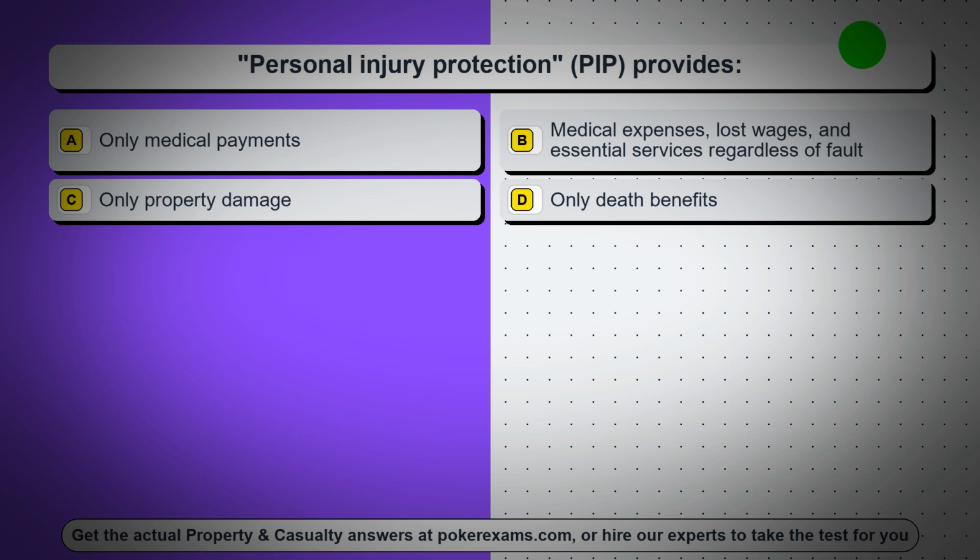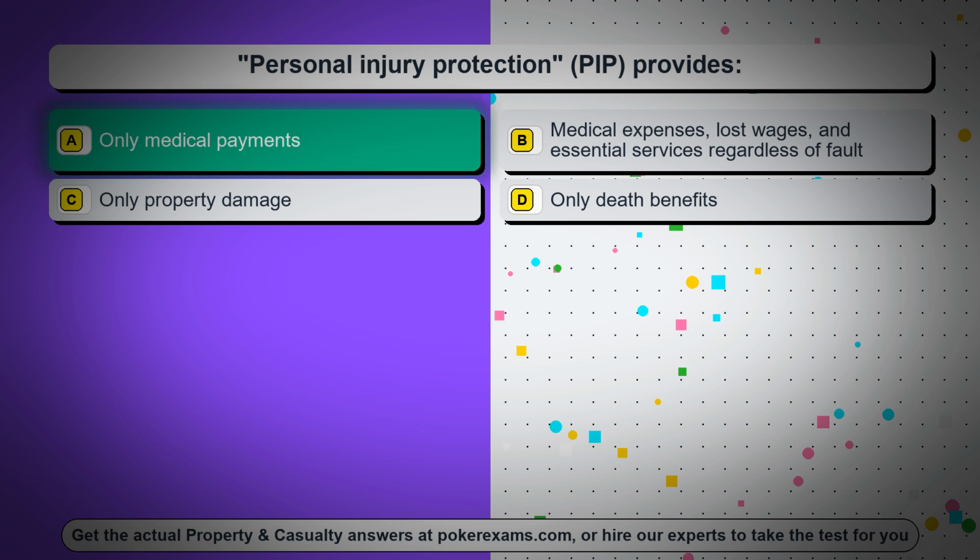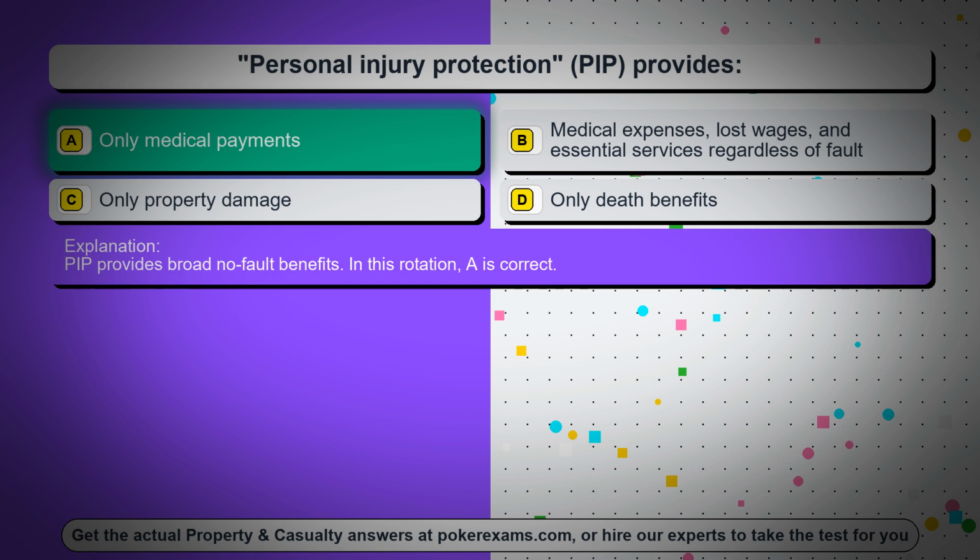Question 1. The most common cause of distributive shock is: Option A, Anaphylaxis. Option B, Neurogenic injury. Option C, Sepsis. Option D, Adrenal crisis. The correct answer is option A, only medical payments. Sepsis is by far the most common cause of distributive shock. In this rotation, D is the correct position.